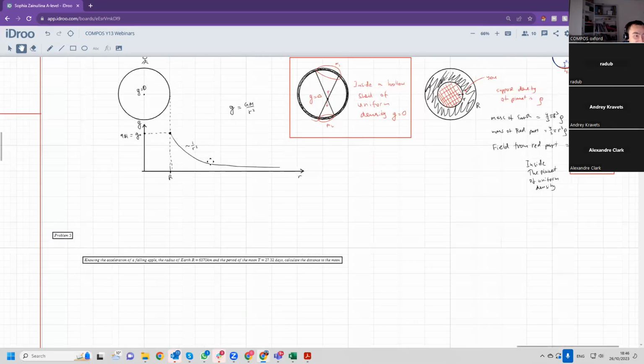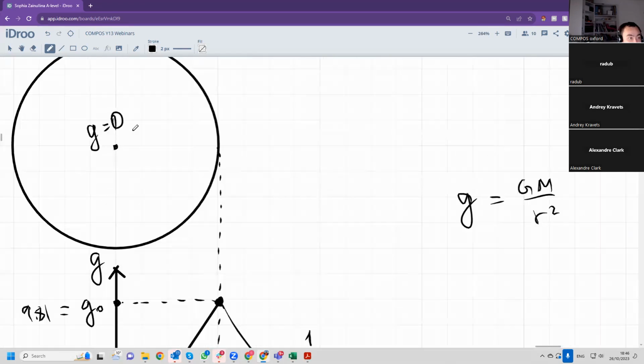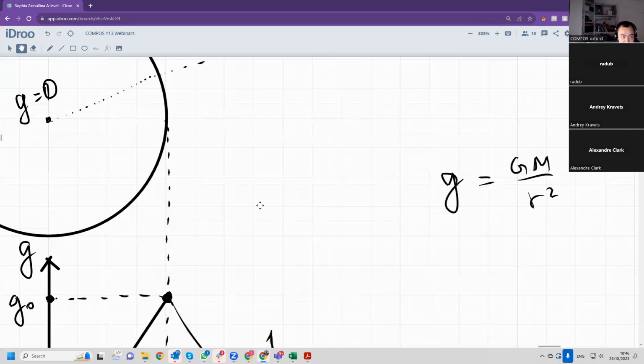So the gravitational field inside the planet, we go back to this graph. It's a straight line. It's directly proportional. Inside it's proportional to r, and outside it's proportional to 1 over r squared. So if you start from the center of the planet, as you go away, the gravitational field increases and then decreases, and that is great.